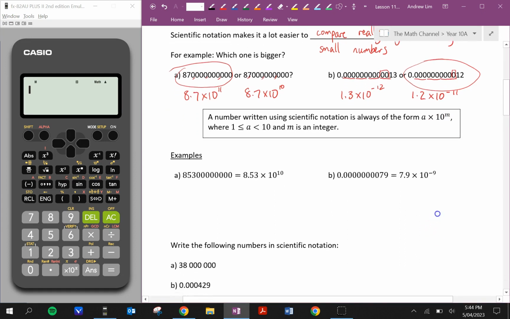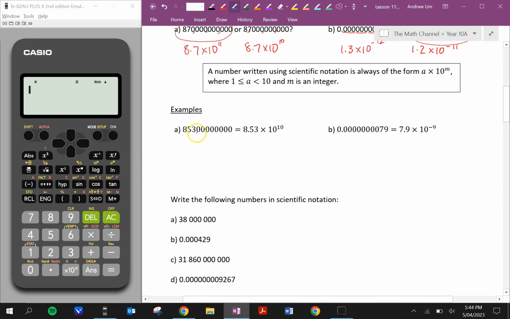So here's some examples. We've got 8, 5, 3, and then 8 zeros. If we put the non-zero digit and then the decimal, so 8.53, we've put the decimal here, but it's actually meant to be over here. So we need to move this decimal to the right 10 times, 2 plus the 8 zeros, that's 10 times. That's why this has a positive power of 10, because we're moving it to the right.